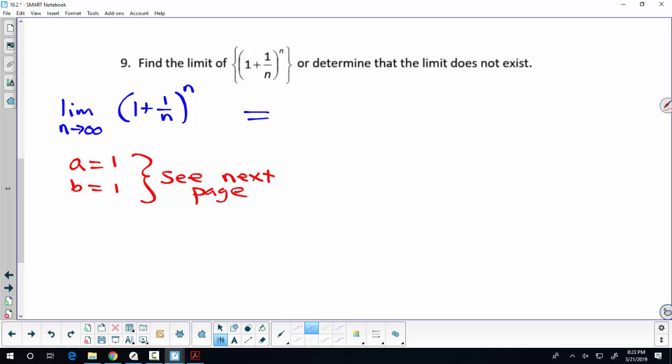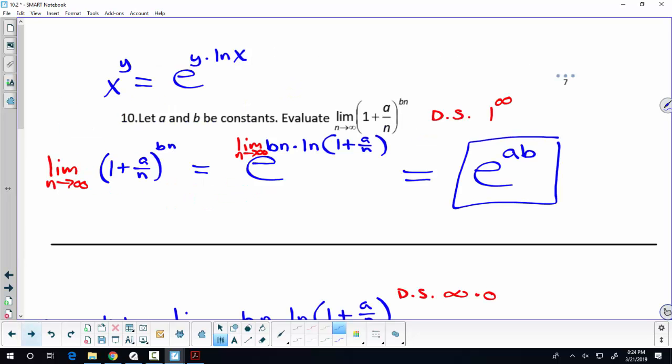So what would our limit be? Close. But remember, the limit wasn't AB, it was e to the AB. So the limit is e to the first. Since we've seen this in class, please utilize it. This formula right here in number 10 is definitely worth remembering. You can see it saves you a lot of work.